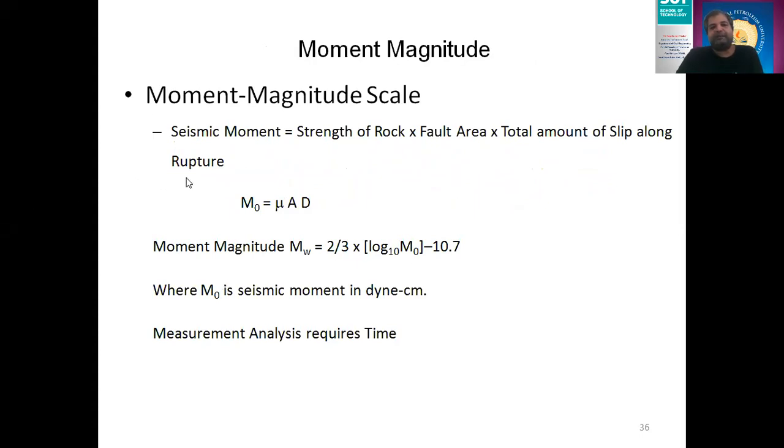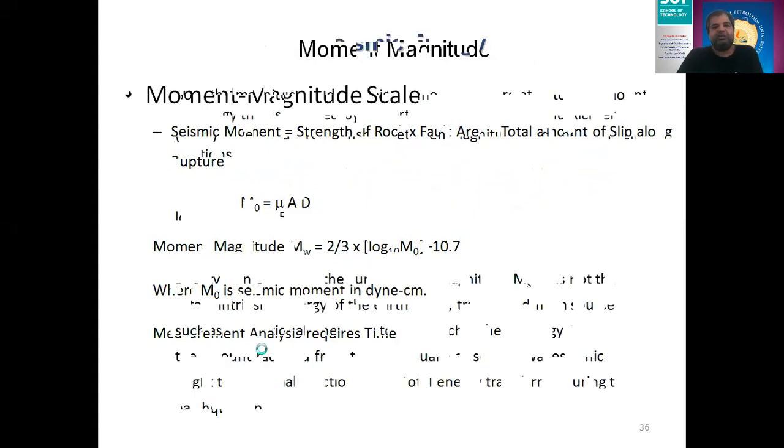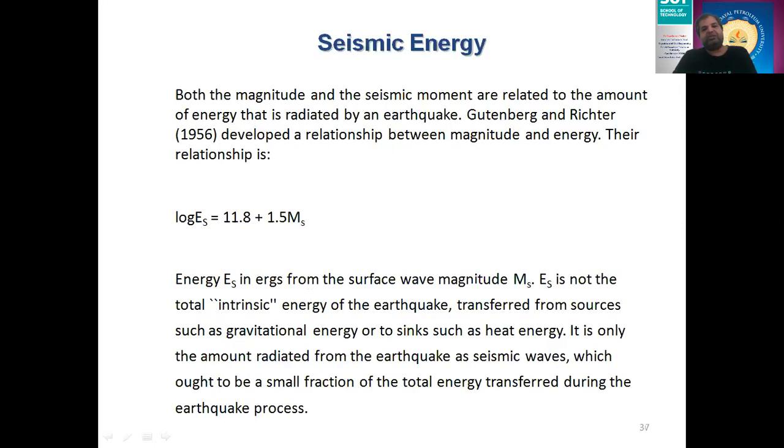If you go through the literature, you may find a number of such equations for MW based on the value of M0. M0 is the same as we have explained here: the strength of the rock times the fault area times the total slip. You may find equations like 2/3 log M0 minus 10.7, where M0 is the seismic moment in dyne-centimeter. And you can find out this particular value. So this way you can calculate the value of moment magnitude with this particular condition.